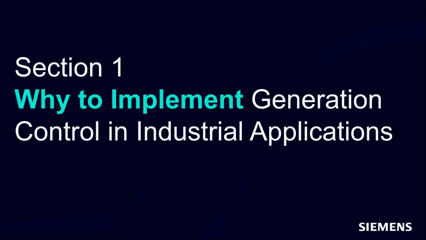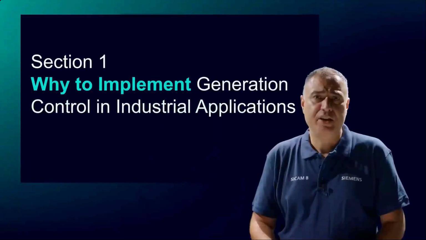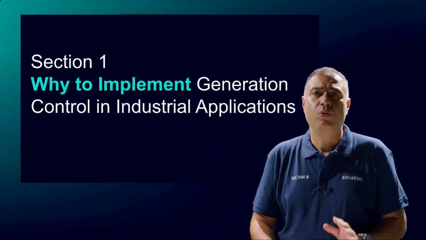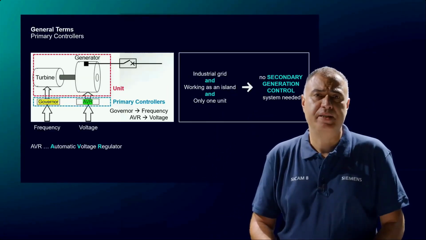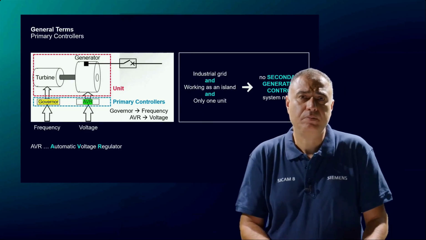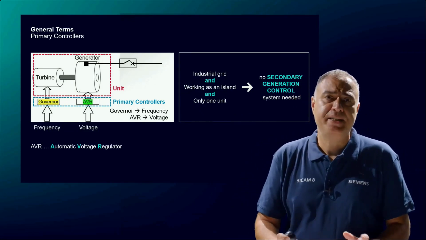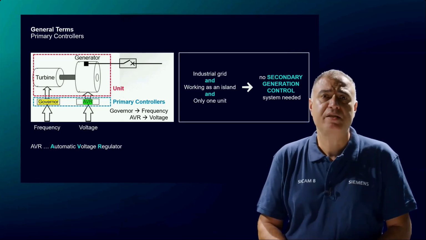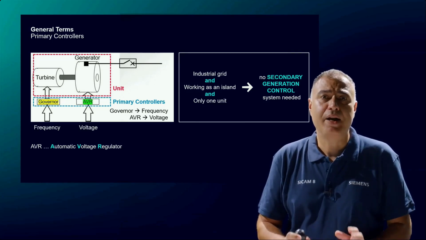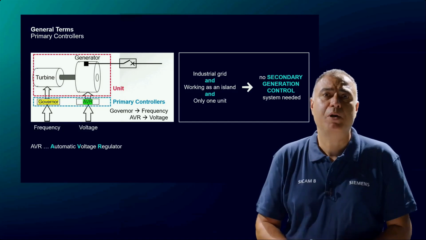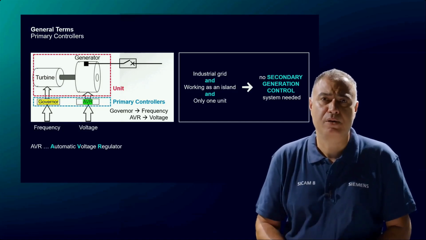For better understanding, this SICAM generation control training is structured into 3 sections. In the first section, we will explain why such a control is required. Let's start with some basic definitions. To understand the overall function, we first need to talk about the so-called primary controllers.